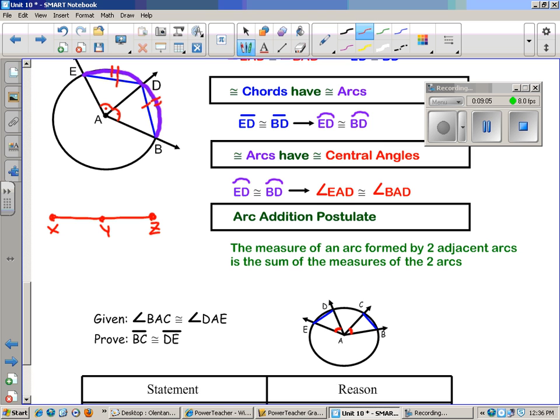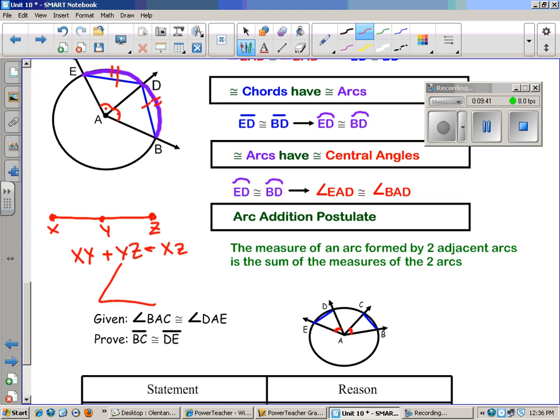Remember, postulates are those duh statements. They're so obvious. You feel like you don't even need to say them. That makes a postulate. What's the segment addition postulate? Anybody remember? The segment addition postulate says that if you add XY and YZ, you get XZ. Right? Remember we learned it by part plus part equals whole?